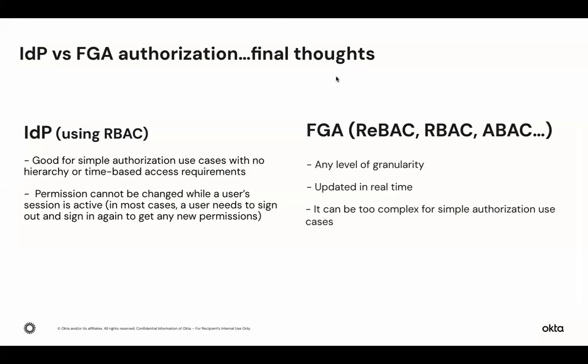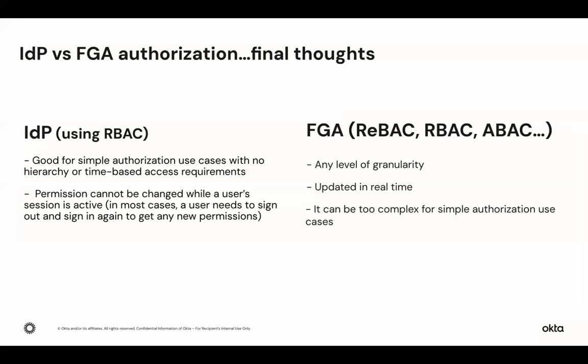While with FGA, you don't have this problem because your application calls the FGA API any time it requests if the user has a permission to perform a certain action. So that means if it changes in FGA, it immediately changes in your application. The other good thing about FGA as well, it has any level of granularity, can build hierarchy, can provide any level of authorization to your application.